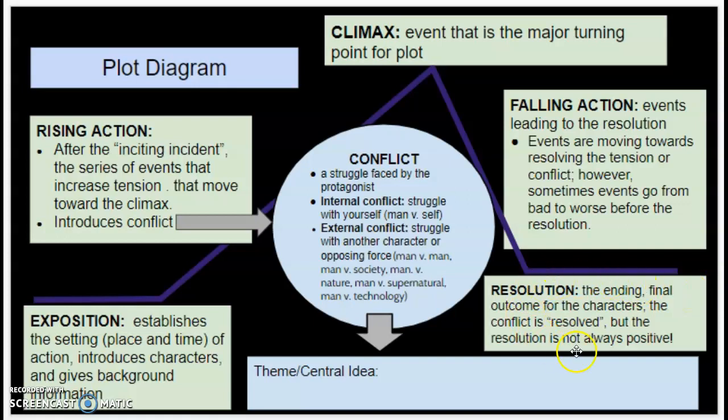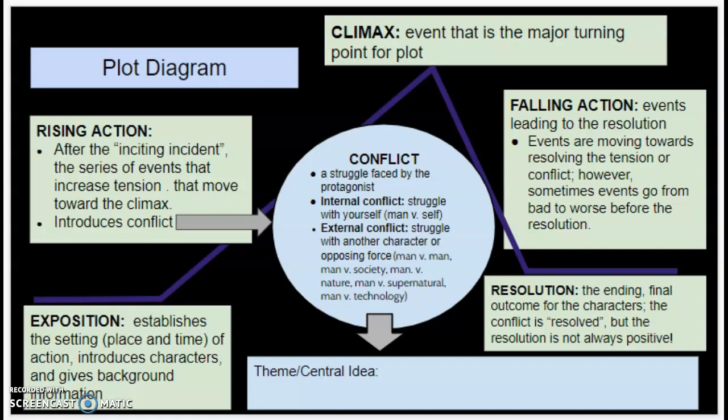So that leads to our resolution. So that is the ending or final outcome for the characters. So the final outcome for Romeo and Juliet, unfortunately, is that they die. They end up killing themselves. And the conflict between the families is therefore resolved. So they feel like they are no longer going to be in conflict because it resulted in the death of one family member each.